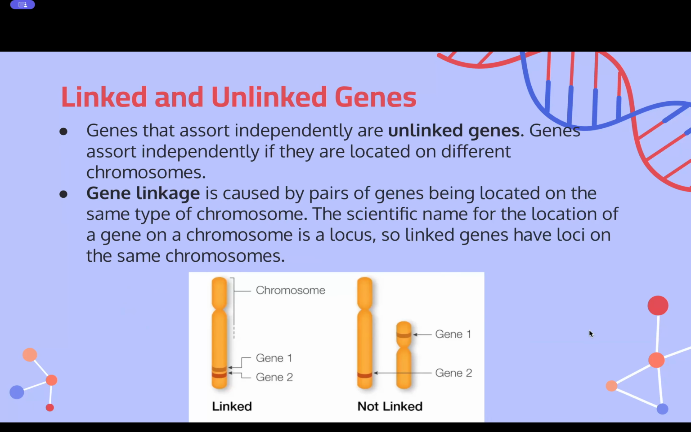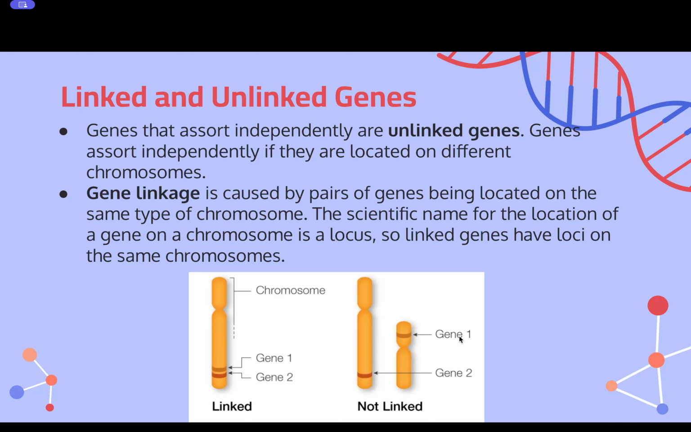Anyway, now we come into linked and unlinked genes. Genes that assort independently, so that follow Mendel's law of independent assortment, are unlinked genes. Genes will assort independently if they're located on different chromosomes.